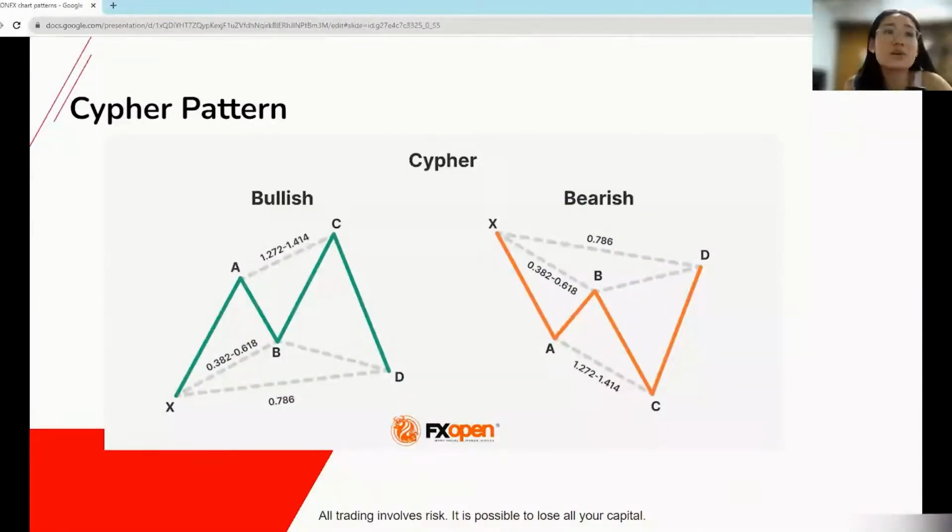So here's an example of a cipher pattern. The cipher pattern uses 38.2% to 61.8% for XB, 127.2 to 141.4 for your AC, and for XD, 78.6. And bearish is the opposite of that.